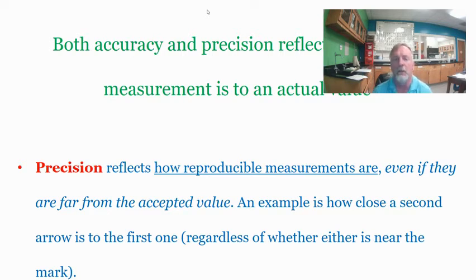And that's the difference between precision and accuracy, right? So we can be precise and accurate. We can be precise only. We can be accurate only. And we'll go through a couple examples here to talk about that a little bit more.